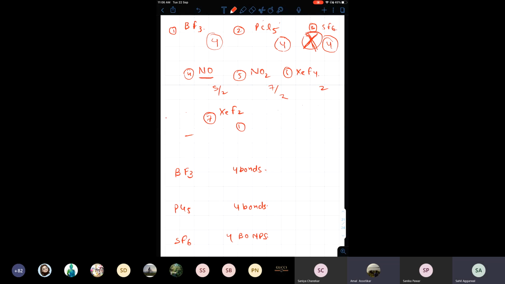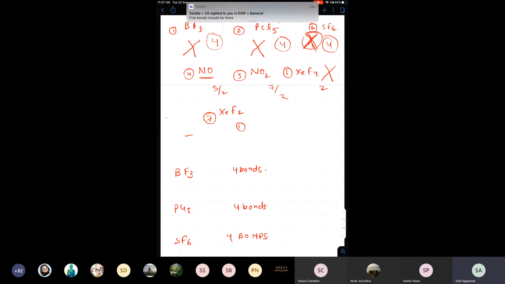Yes, sir, understood. On the similar basis, can I say this is also wrong? There should be 5 bonds. Very good, Amod. On the similar basis, can I say this is also wrong?